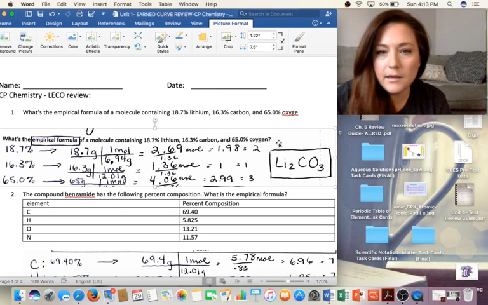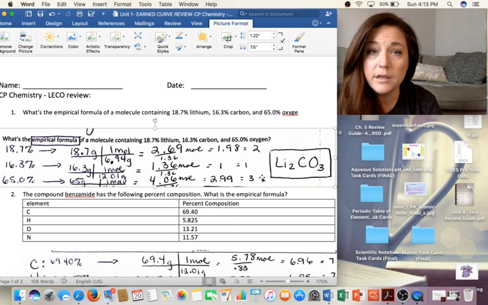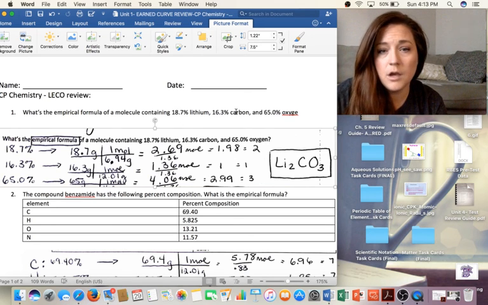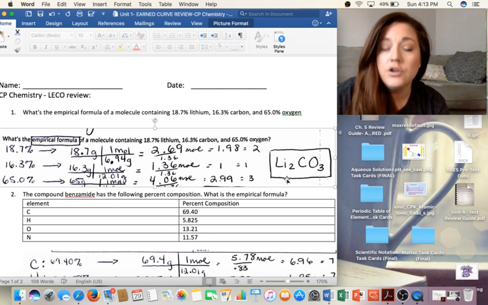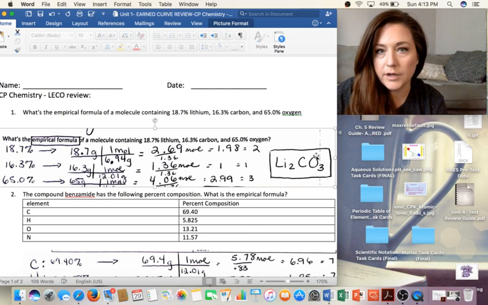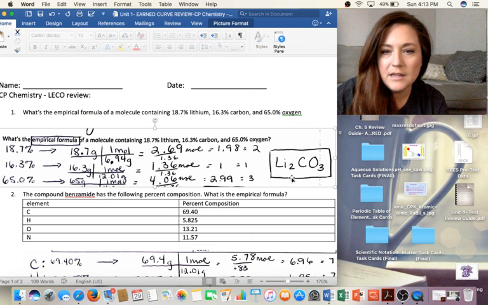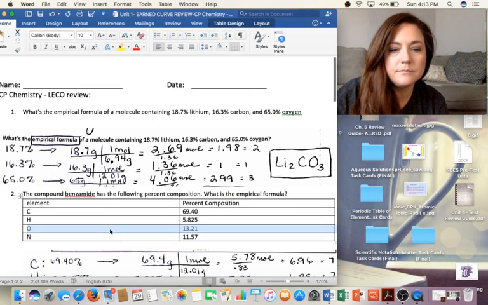So when I come to my final answer, just as they are listed in your given word problem, so lithium, carbon, oxygen, you're going to have lithium 2, carbon by itself because 1's already represented because the element symbol is there, so you assume there is a carbon. And then oxygen, 3. And that is the empirical formula, Li2CO3. All right, next problem.